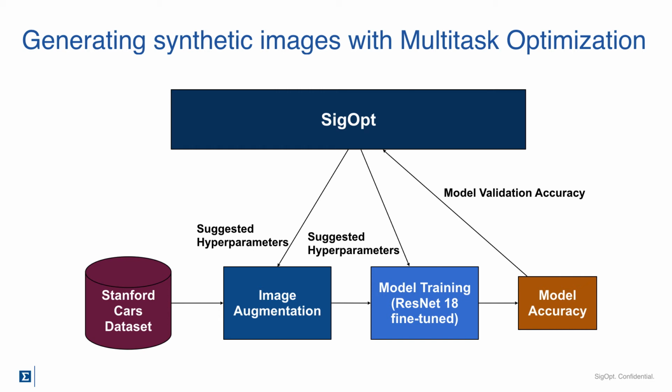Here, what we're doing is introducing image augmentation as a pre-processing step prior to our model training. So our model will now be trained on augmented images and original images. We'll vet the model performance with the original images, tell SigOpt what the performance is for our validation, and SigOpt now suggests hyperparameters for our image augmentation process as well as our model training process.